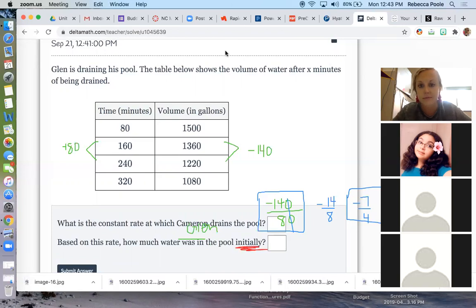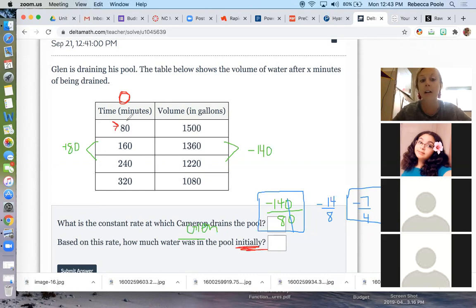In the beginning. Yeah, at the very beginning. So if it's at the very beginning, does time start at 80? No, it starts with 0. Good. So we need to find out how much water was in there when the time was 0. So I need you to find out how much water was in there before he started draining it, before he pulled the drain up and started letting the water out.